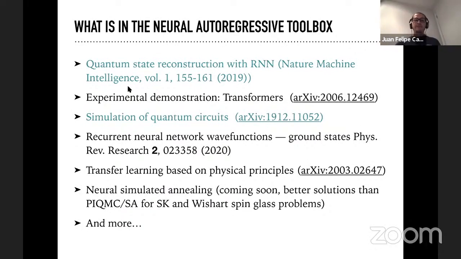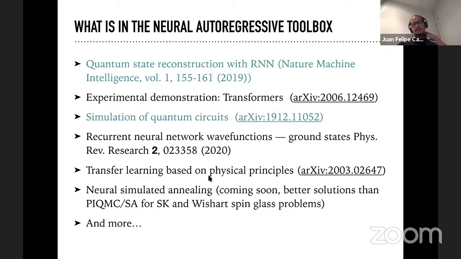We have two examples that I described in detail: quantum state reconstruction with recurrent neural nets, which is the paper that we published last year, and the simulation of quantum circuits that I explained. We also have an experimental demonstration of the reconstruction scheme that we developed, which we posted on the arXiv recently with Cornell collaborators. This is the paper by my student Mohammed, recurrent neural network wave function.